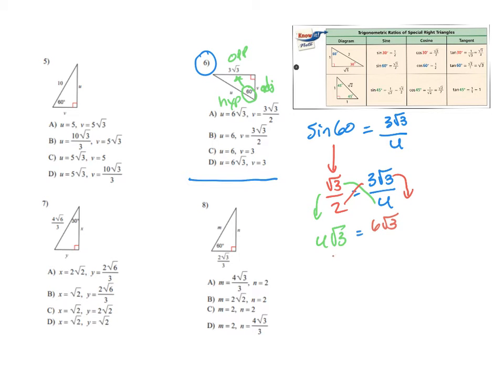And then to finish this off, you just divide both sides by the square root of 3, and we get u equals 6. That's our starter there. So we're halfway done, and let's see if that helps us.